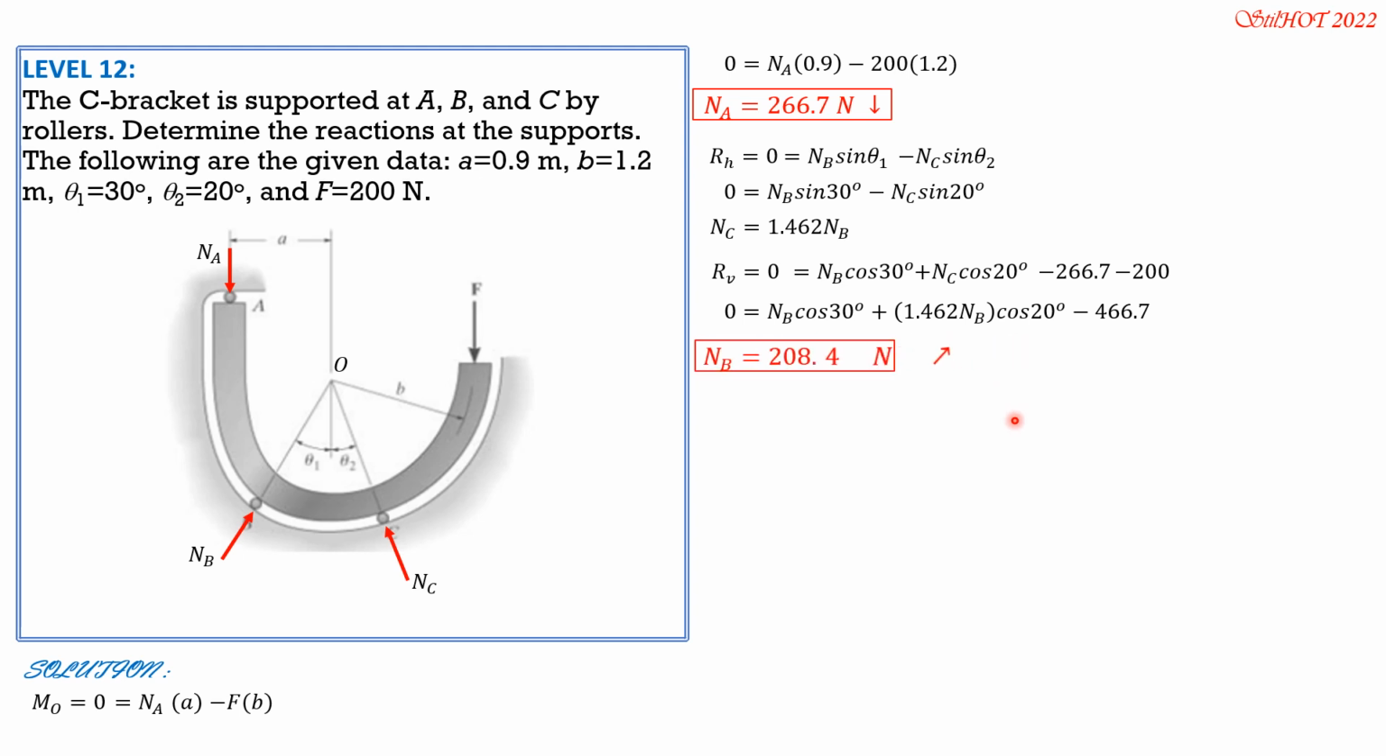So NB is equal to 208.4 newtons up to the right, 30 degrees from the horizontal. And NC is 1.462 of 208.4. So NC is 304.7 newtons up to the left, 20 degrees from the vertical.